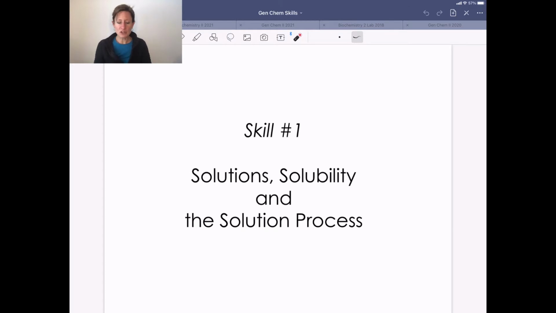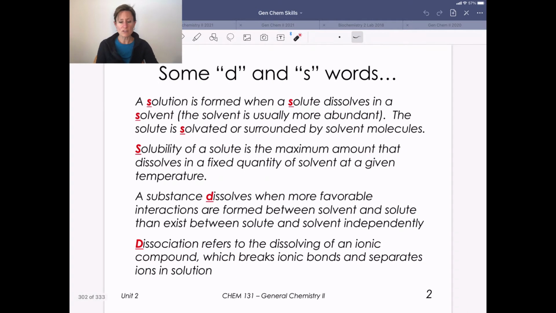So again, our first skill here is on solutions, solubility, and the solution process. So how we're going to make solutions. So a lot of qualitative stuff just to introduce you to some of the language that's going to be important for this unit. So some D and S words that we need to think about. So I'm just going to read through these, kind of highlight the important pieces here.